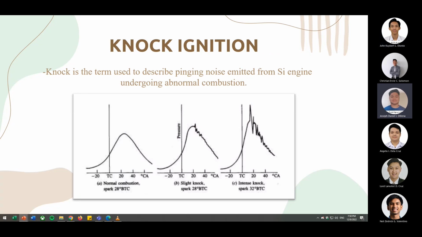Knock ignition. Knock is the term used to describe the pinging noise emitted from an SI engine undergoing abnormal combustion. When the spark plug fires, the entire fuel-air mix doesn't ignite at the same instant; the flame spreads outwards from the spark plug. Knock often occurs when something causes some of the mixture to ignite before the flame front has reached it, and this is basically an uncontrolled burning of a large amount of mixture. In this graph, we can see the pressure in the engine whenever knock occurs. Next.